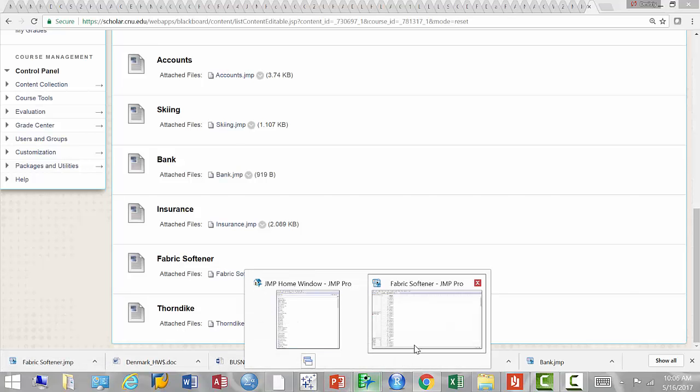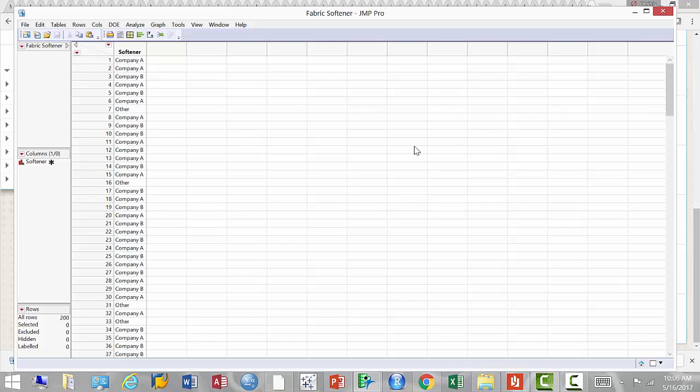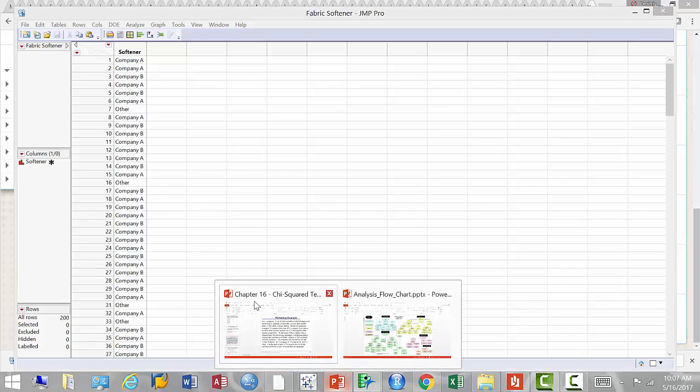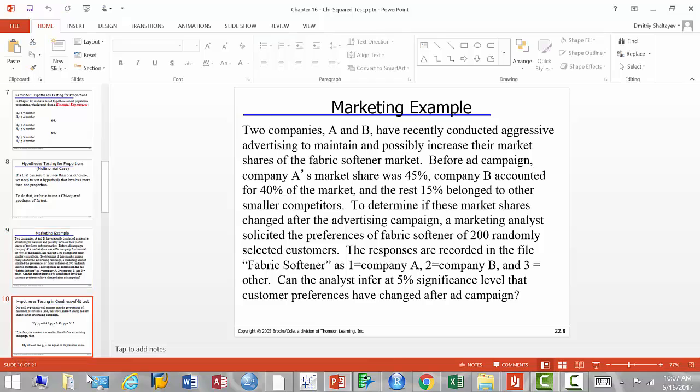All right, so here is my file. So you can see that I have 200 observations, number 1, right? And it's a mixture really, right? Company A, B, and then other every once in a while. So that's what we expect, right? The majority of responses is probably going to be company A or company B. But at the same time, every once in a while we have other, right? Okay, so now let's go ahead and formulate the hypothesis that we're going to test.